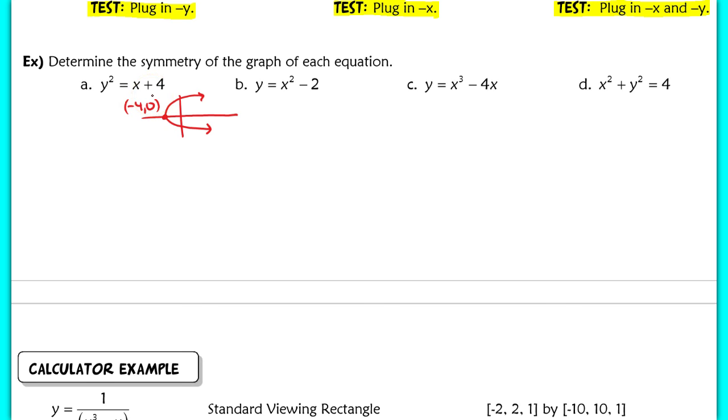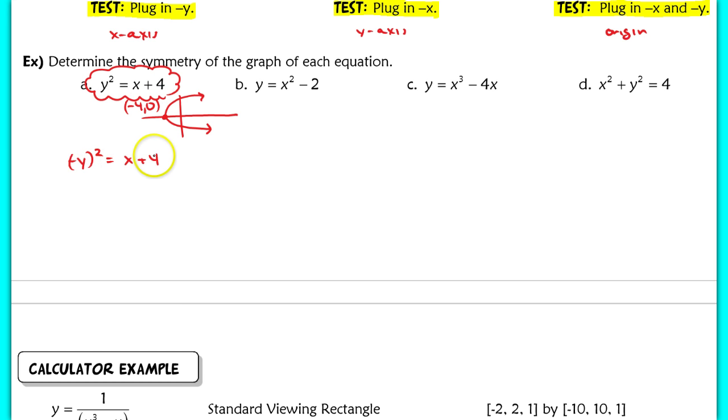And remember our tests. Let me just write them underneath so you can see it. This is the y-axis and this is the origin. So our test to decide if it's symmetric with respect to the x-axis is to plug in negative y. In this original equation here, we'll plug in negative y.